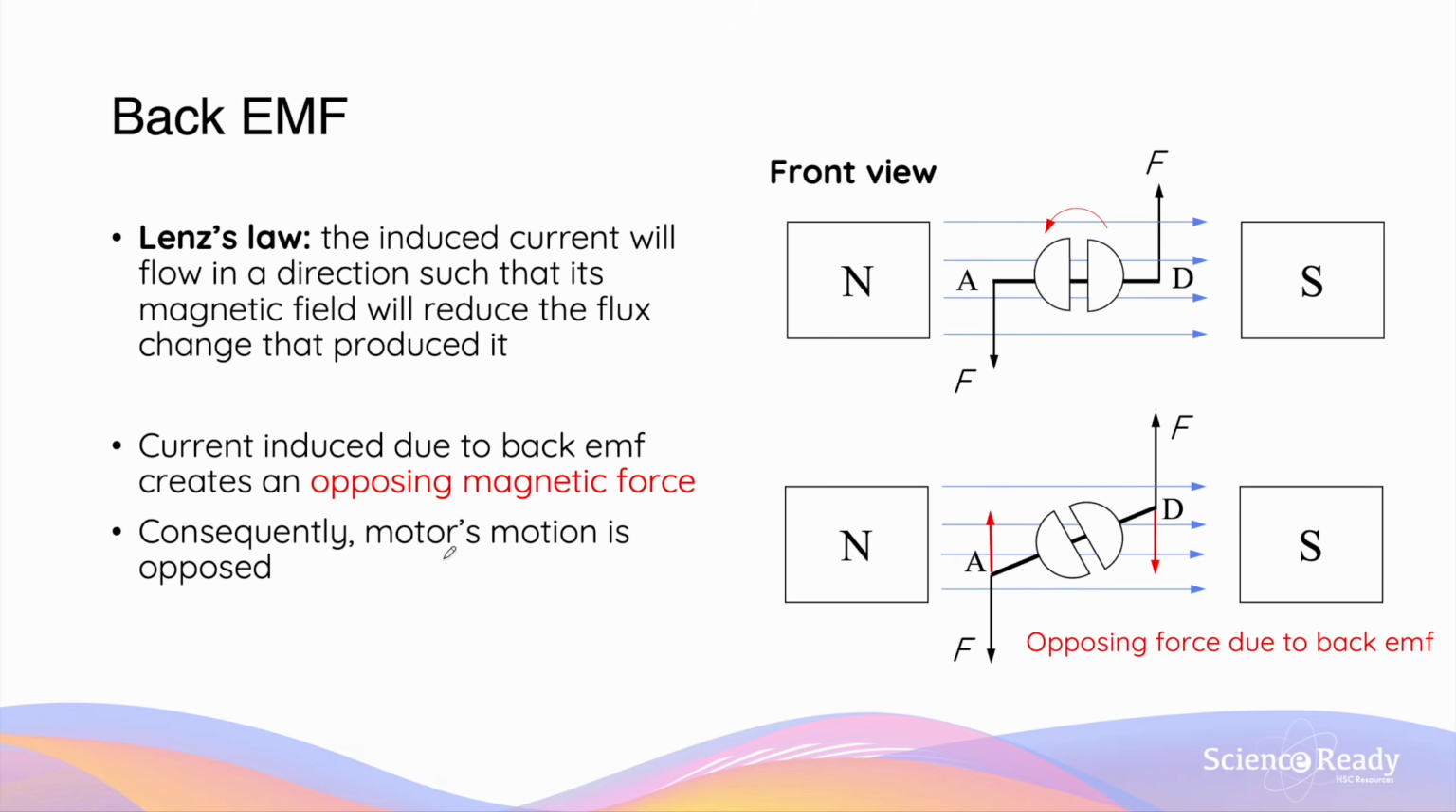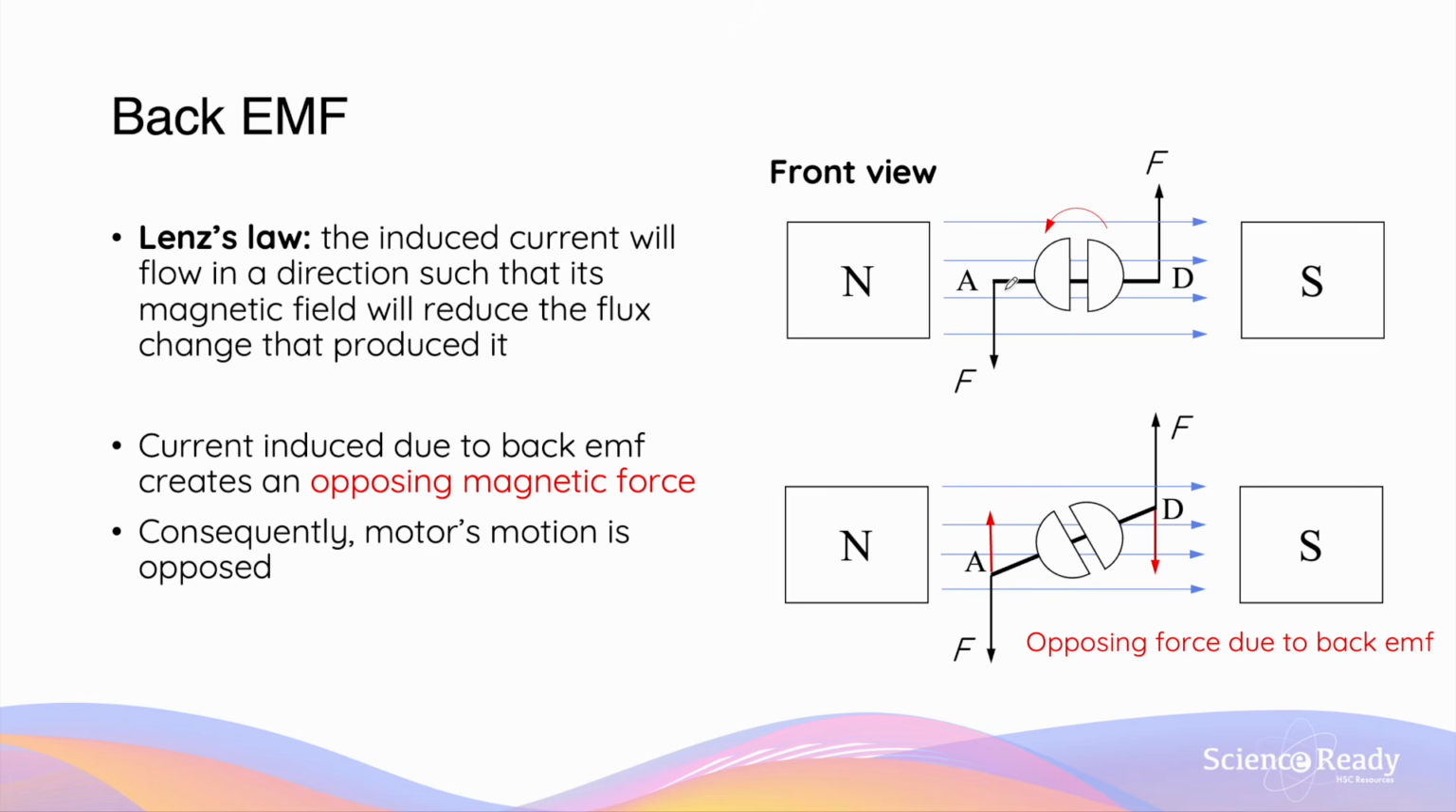The reason we give the EMF this name is due to Lenz's law, which states that the current induced due to the EMF as a result of Faraday's law will flow in a direction such that its magnetic field, or magnetic flux, will try to oppose the changing flux which produced the EMF in the first place. The induced current due to the back EMF will produce an opposing force that will tend to reduce the rate of flux change. As a result of this opposing magnetic force, the armature's motion will be opposed.